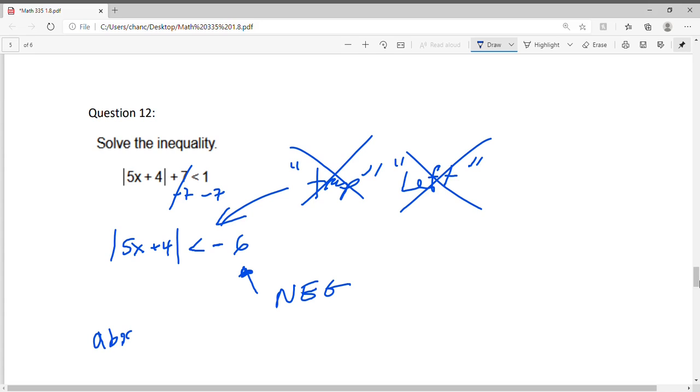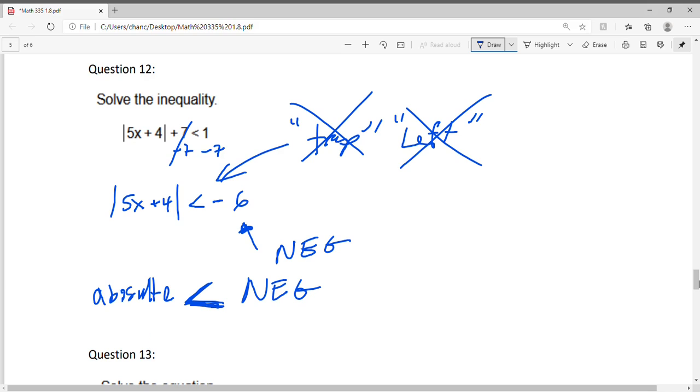When does the absolute value of a number become less than a negative? When is a positive number less than a negative? Never. This is no solution, because the absolute value is always positive, or at the very least 0, and that cannot be less than negative. So this one is a no solution case for 12. Be cautious when there's a negative on the right side.